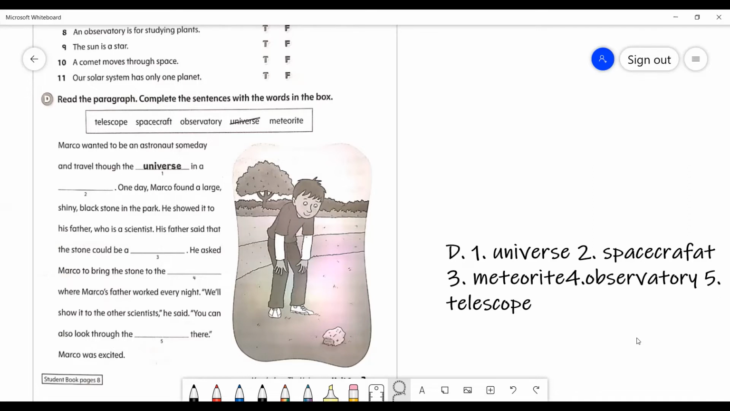We'll show it to the other scientists. He said, you can also look through the dash. So in number 5, we will write telescope. You can also look through the telescope. There, Marco was excited. So in number 1, already written universe. In number 2, you will write spacecraft. Number 3, meteorite. Number 4, observatory. And number 5, telescope.